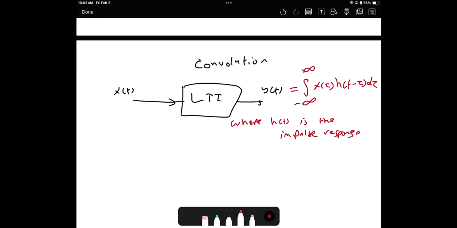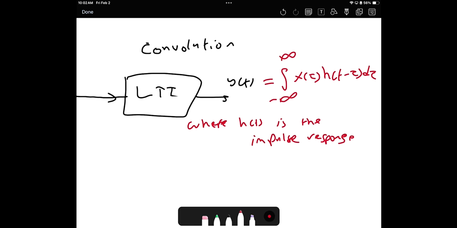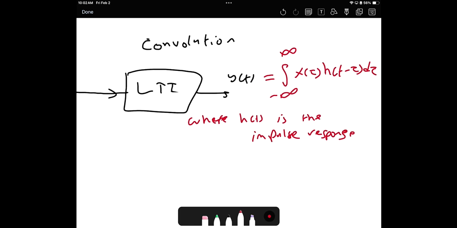So we realize for any input, we try to find the impulse response first, then do this integration, x of tau, h of t minus tau, d tau, and then you can find the response no matter what it is. So we can find the outputs by finding the impulse response first, then you can find any response, whatever the input is.